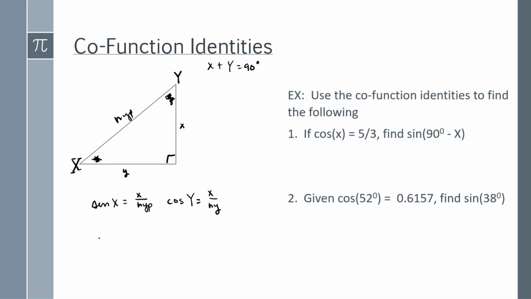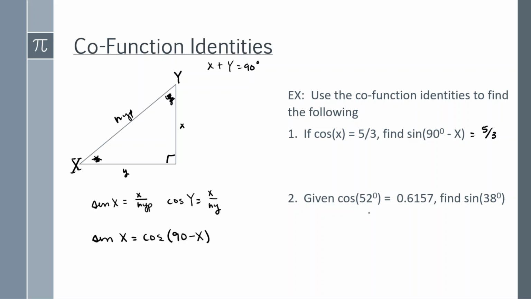So what this leads us to is our cofunction identity, and the fact that sine of x will equal the cosine of 90 minus x. All right, so if the cosine of x is 5/3, the sine of 90 minus x is also 5/3.